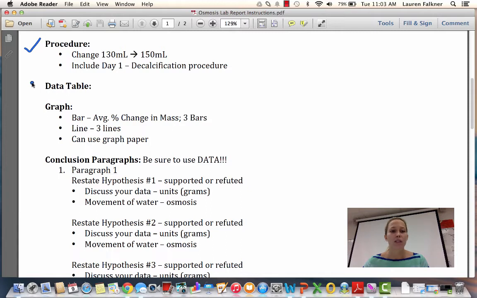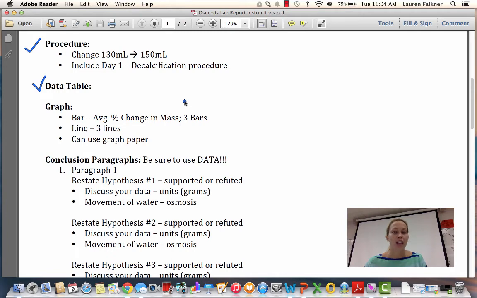Data table. This should pretty much be done. You might need to retouch it, retype it up, make it look pretty, but that should pretty much be done. In terms of a graph, you can either choose to do a bar or a line graph. If you do a bar graph, you'll be doing a bar graph on the average of the percent change in mass. So you would take your 3% changes of mass for your hypertonic solution, or 4 or 5, depending on how long we did it for.